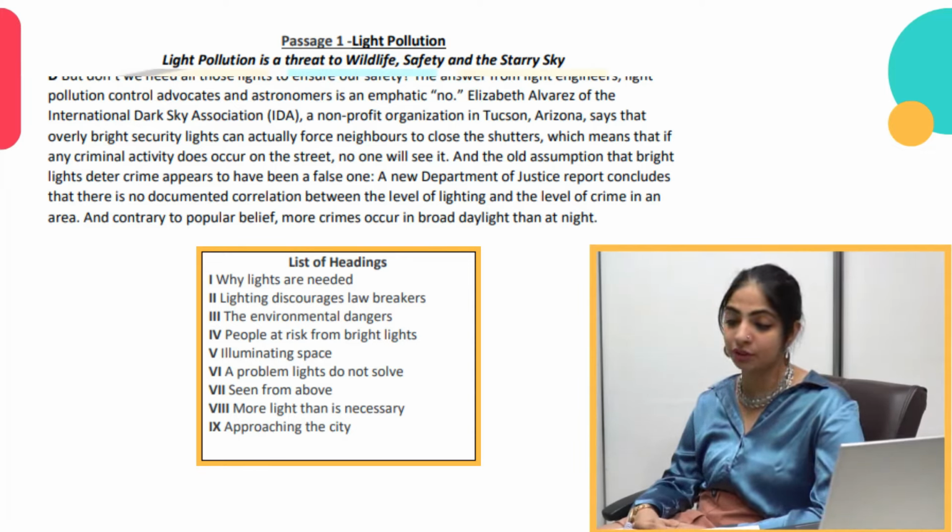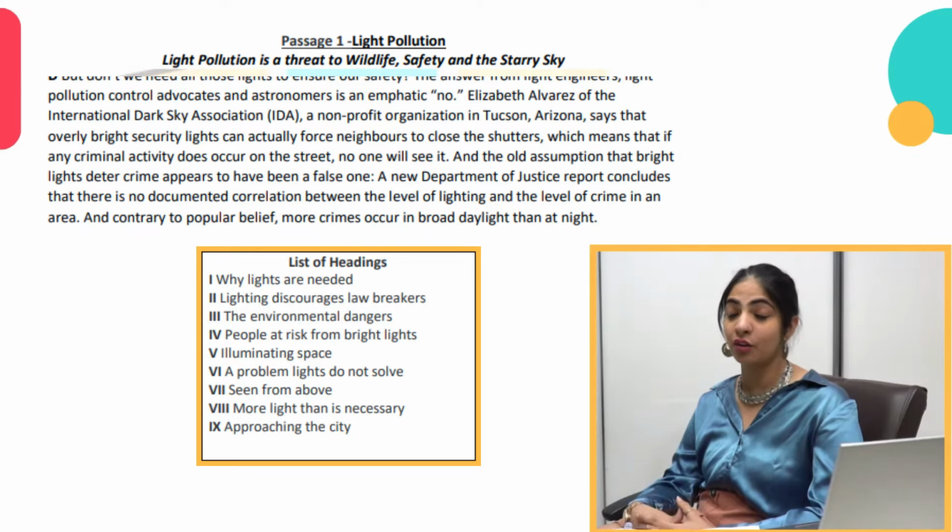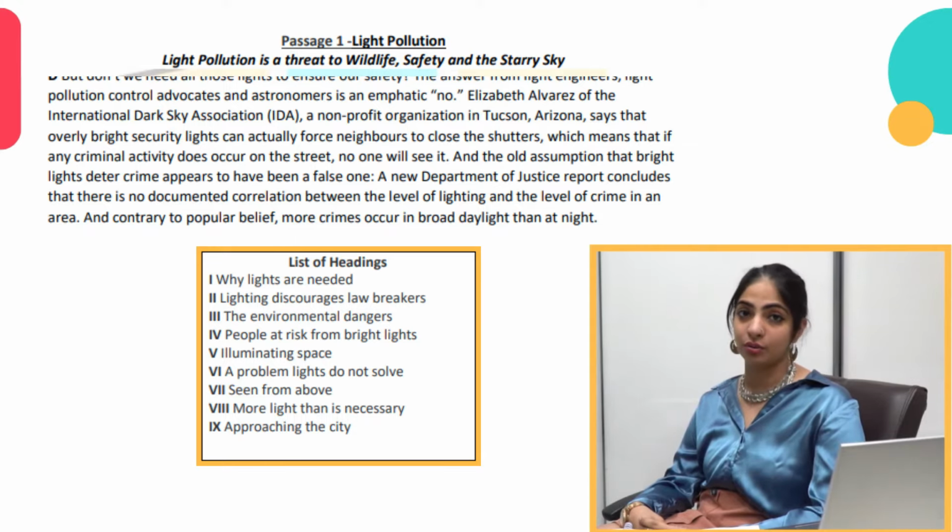So if you see from the third line, they have mentioned that overly bright security lights can actually force neighbors to close the shutters, which means that if any criminal activity occurs on the street, no one will see it. So in actual sense, bright light is not discouraging the crimes on the road.